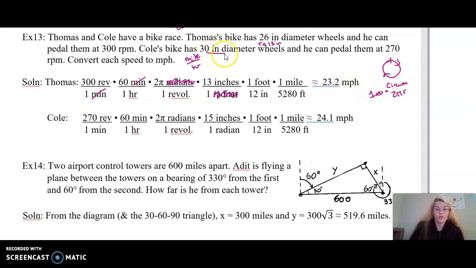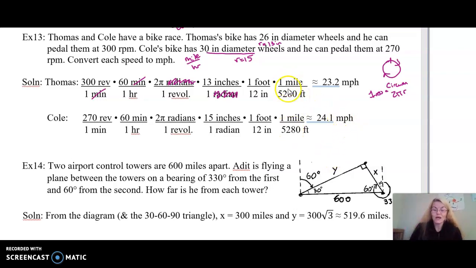Likewise, for Cole, a 30-inch diameter means r is going to be 15, so it's the exact same setup. What's the only difference? My radius is 15 here, and I am at 270 revolutions per minute. So he is going 24.1 miles per hour. Now he's going faster, even though his revolutions per minute is less. How does that make sense? Again, he's on a bike with larger wheels, so it's going to naturally take a little longer for that larger wheel to go all the way around.